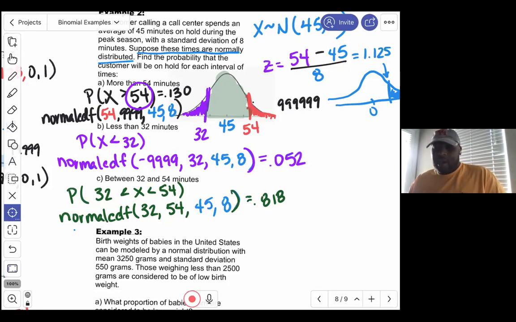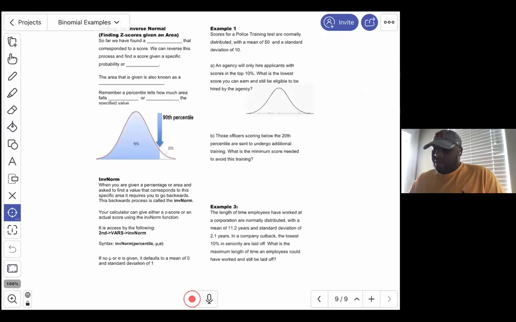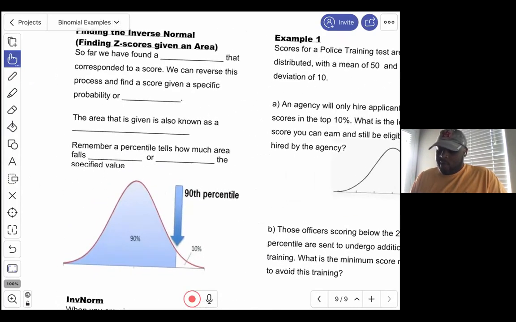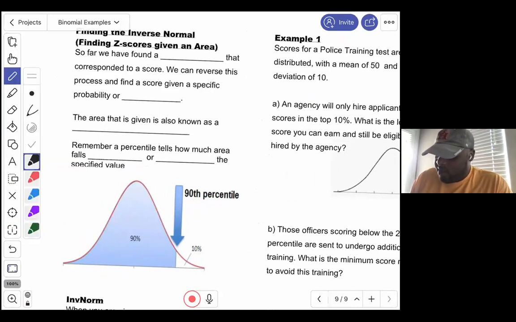So that's finding area. There's another thing that we can do with this process where we reverse it. What I mean by that is this: I'm going to give you an area, and when I give you area, I'm talking about a percentile. So I'll tell you something occurs at a particular percentile, and I want to know what is the particular value X that gives me that. So we're going to go backwards.